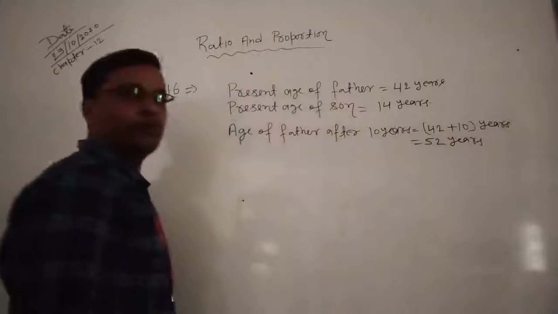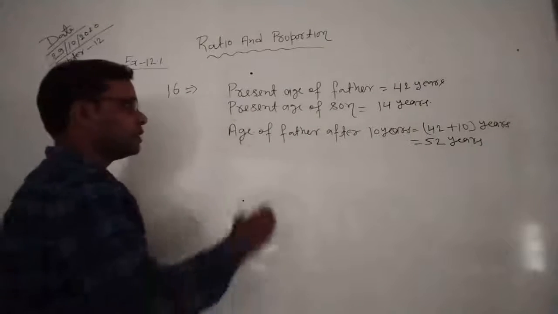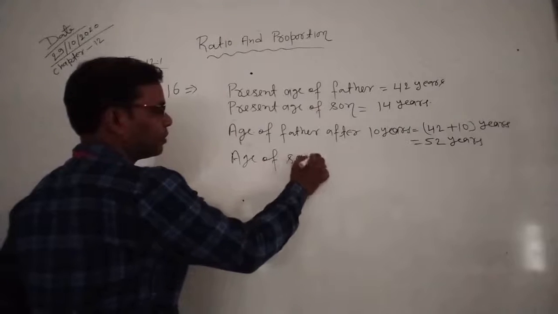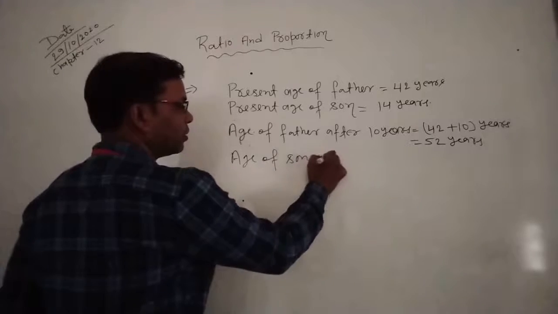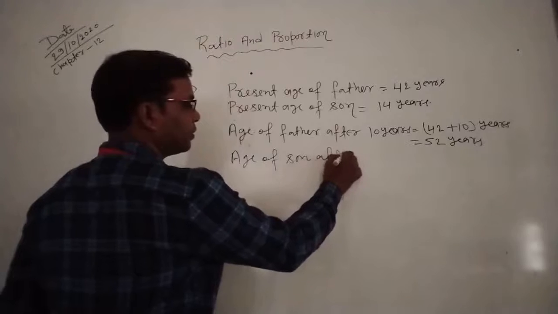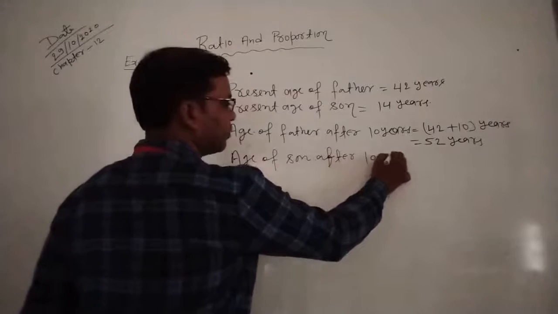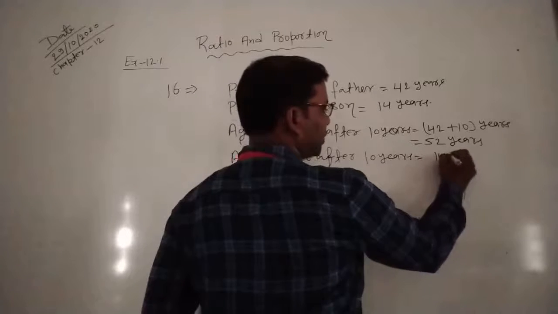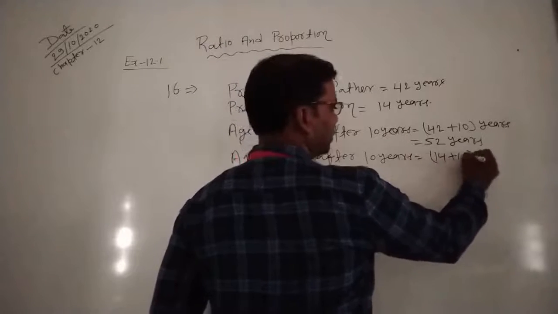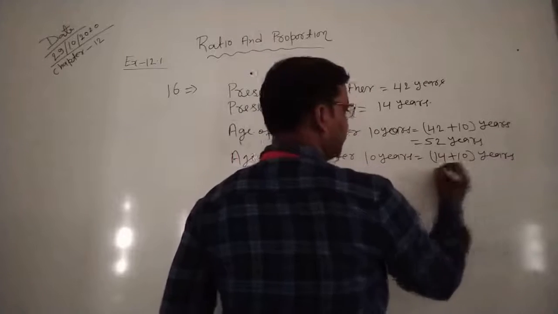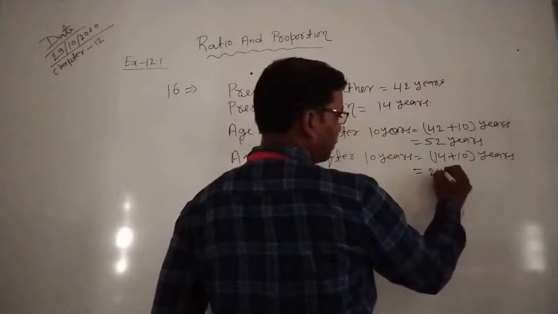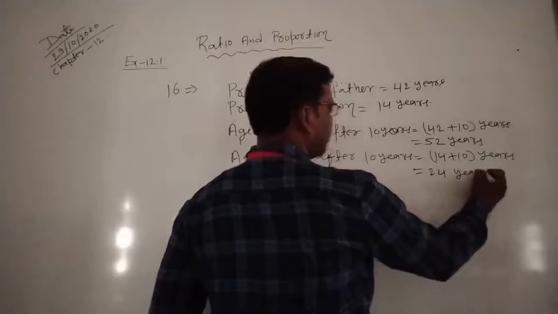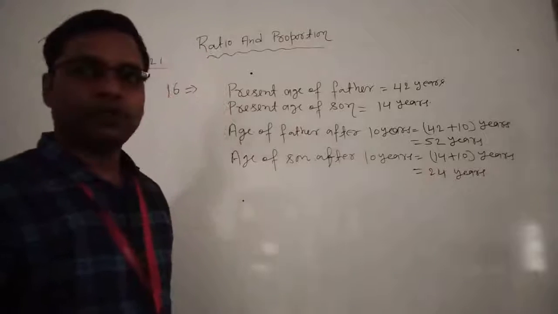Now we find age of son after 10 years. Age of son after 10 years is equal to present age of son, 14 years, plus 10. This is equal to 24 years. Age of son after 10 years is 24 years.